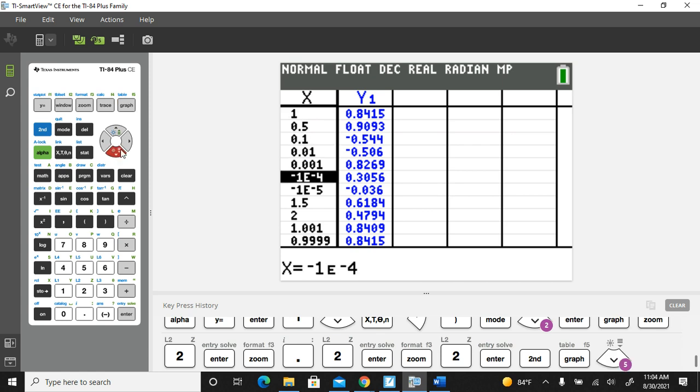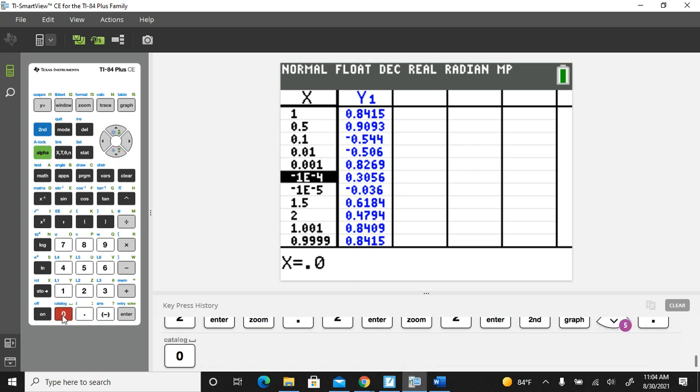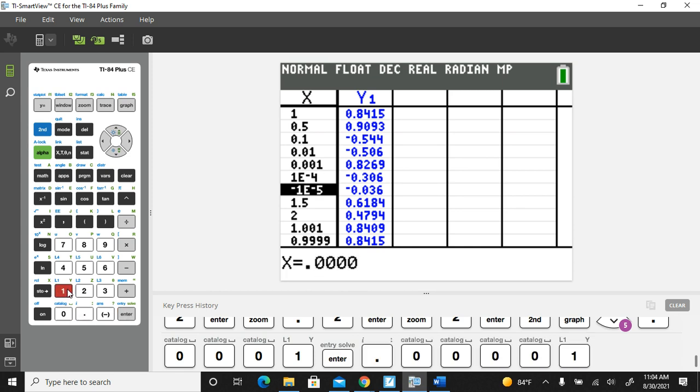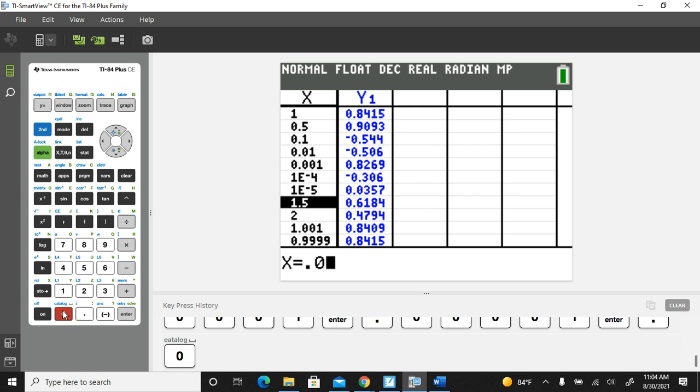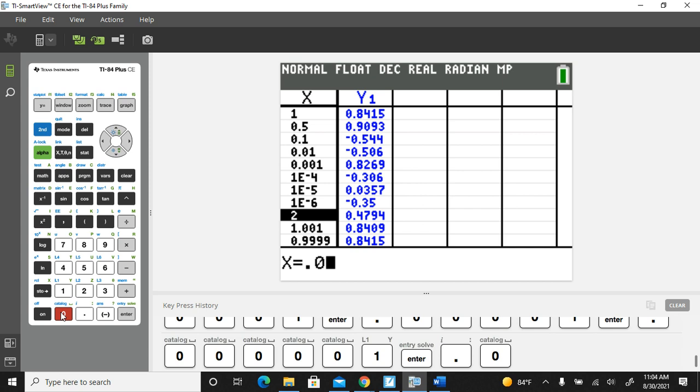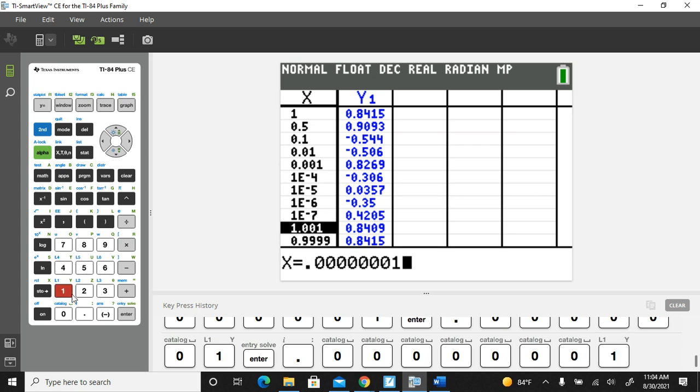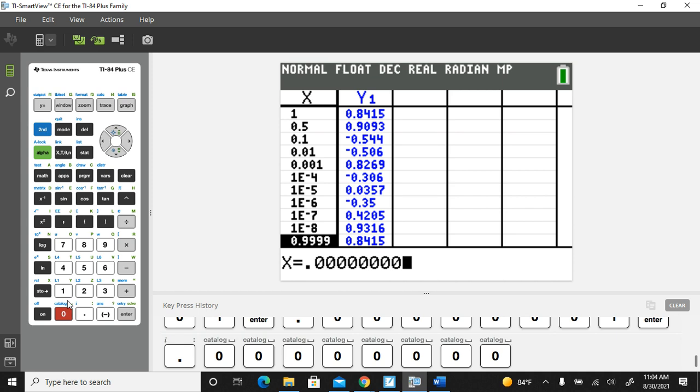Let's keep going here. So 0.0001, 0.00001, 0.123451, 0.123456, 0.12345671, 0.12345678. So there's no way it can exist.